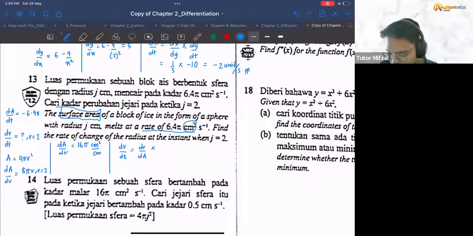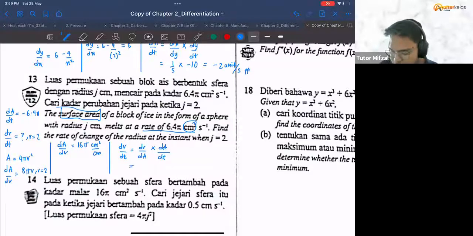Times with, you have to find what has t at the bottom. So the one that has t at the bottom is dA over dt. So you take dA divided by dt. Now you see how the dA will cancel each other. When the dA cancel each other, you get dr over dt, which is similar to the left hand side. So you know that what you are doing is correct.